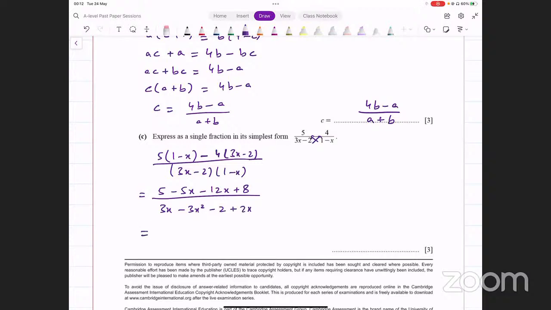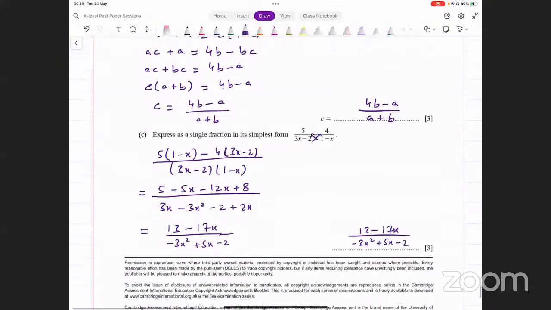In the numerator, we have 13 minus 17x, and in the denominator, we have 3x and 2x, and this minus 3x squared plus 5x, and the constant, that is minus 2. And that's your final result here. That's 13 minus 17x divided by minus 3x squared plus 5x minus 2. And that's going to be your final result here.